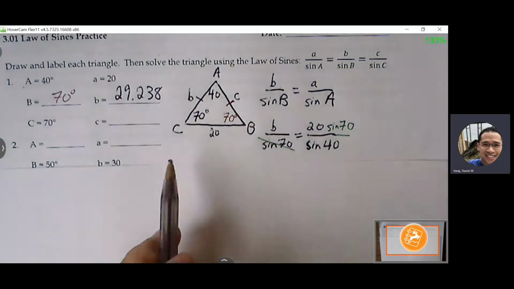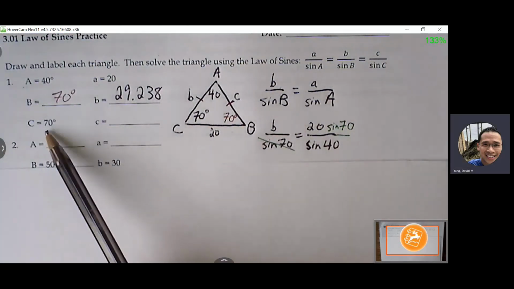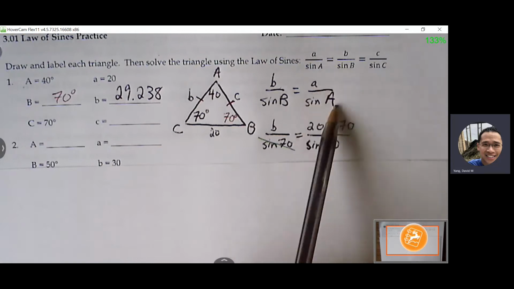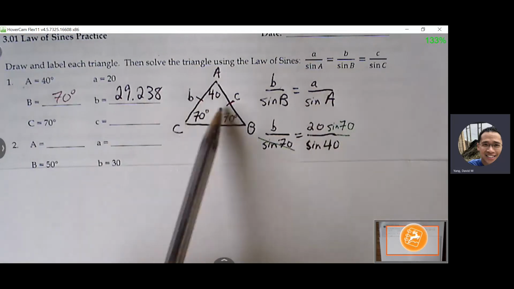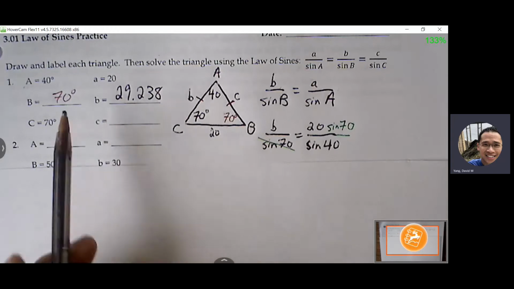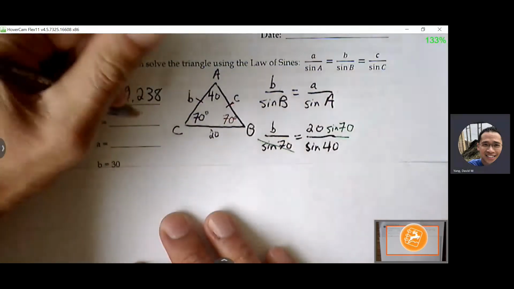Now, typically, we would do the same thing with C and sine C paired with A over sine A. But because this is an isosceles triangle, we know that B and C are the same. We don't have to go through that extra step.